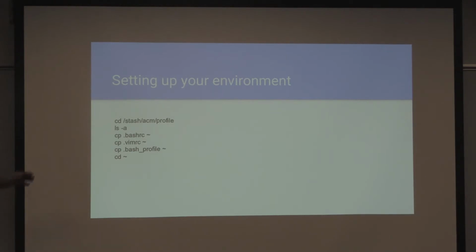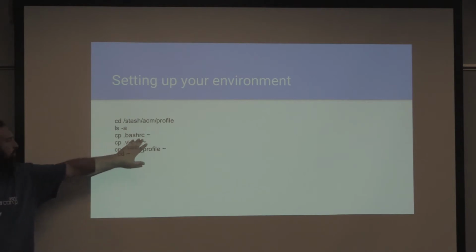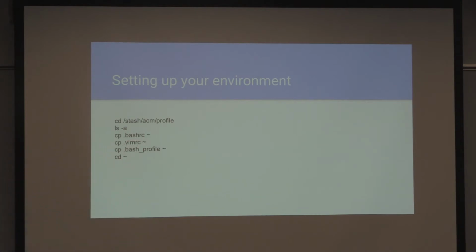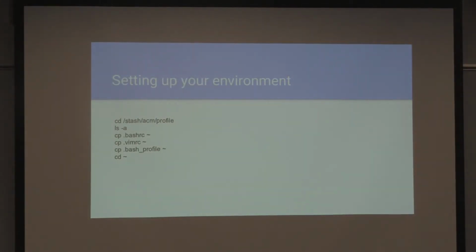And then you're going to copy these three files. These are actually three different segments: CP, space, the file name, space, and then the tilde. What you're literally telling the computer to do is, I want you to copy this specific file, and I want you to move it to my home directory, three different times, and then I want you to change directory back to your home directory.